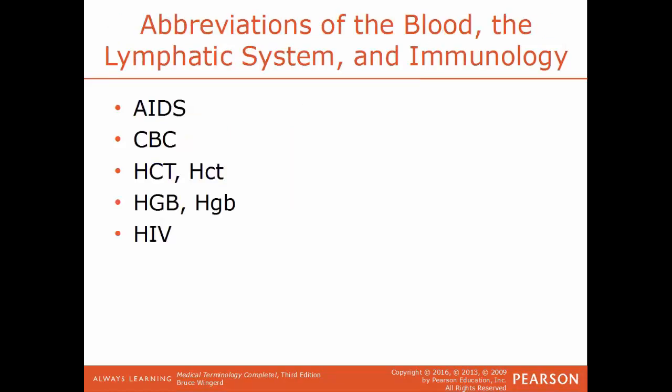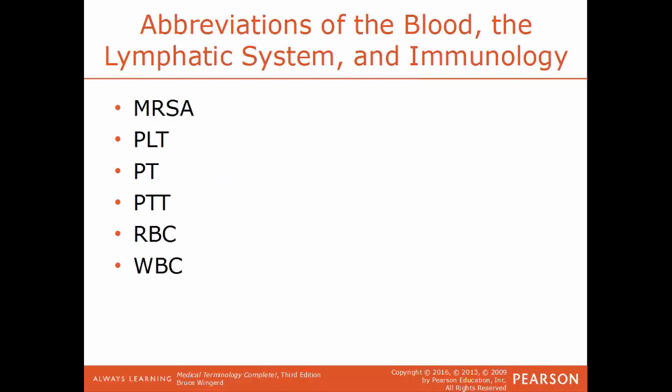All right, now we'll talk about some common abbreviations that you'll see regarding the blood or the lymphatic system or the immune system. The first one, AIDS, acquired immunodeficiency syndrome. CBC, complete blood count. HCT, hematocrit, that's the abbreviation for the blood test hematocrit. HGB, hemoglobin. Both of those refer to hemoglobin. HIV, human immunodeficiency virus, is the virus that will lead to the disease AIDS.